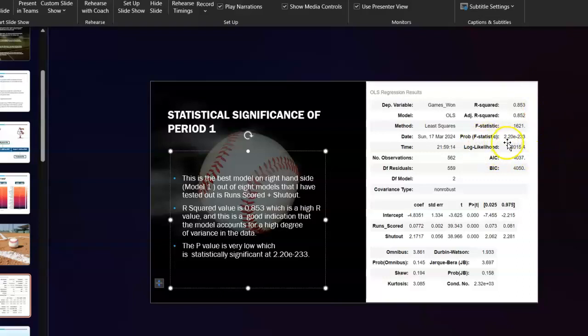Also, the p-value is 2.2e, which is statistically significant low.